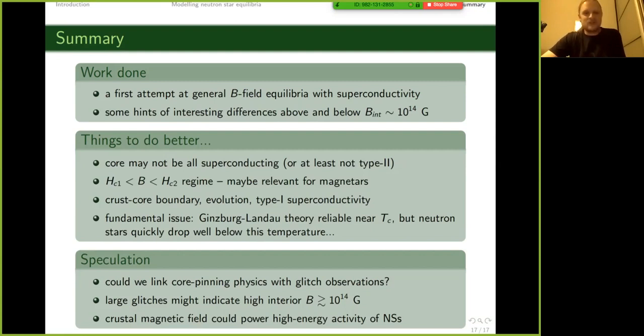So then some speculation. It would be wonderful if we could link the physics of core pinning with the observations of large glitches, although there's obviously work to be done there. Maybe objects with large glitches, that is some indication that they have interior fields much stronger than their exterior fields. And maybe the core pinning, the evolution that's driven by this core pinning effect, could be powering some of the high energy activity that we see in some neutron stars and magnetars. So thanks for listening, and thanks for interrupting especially.